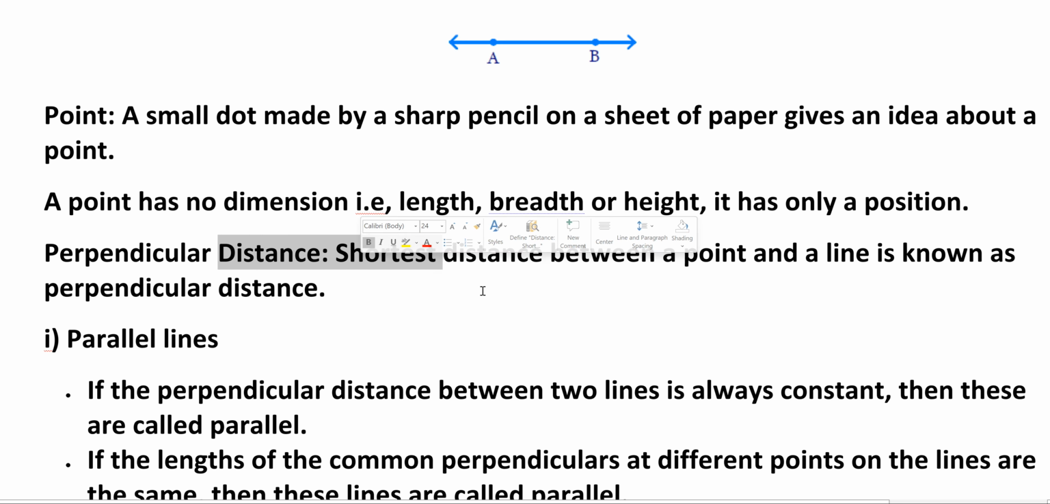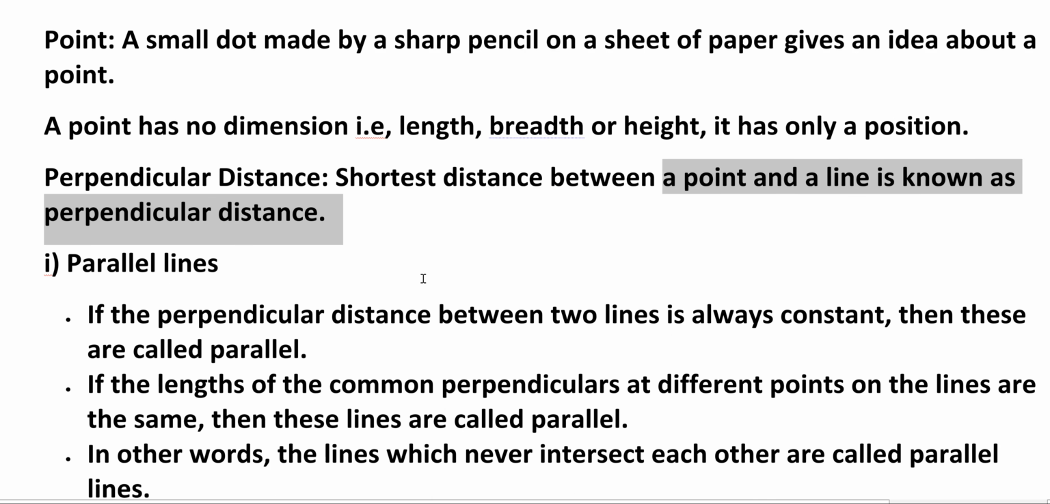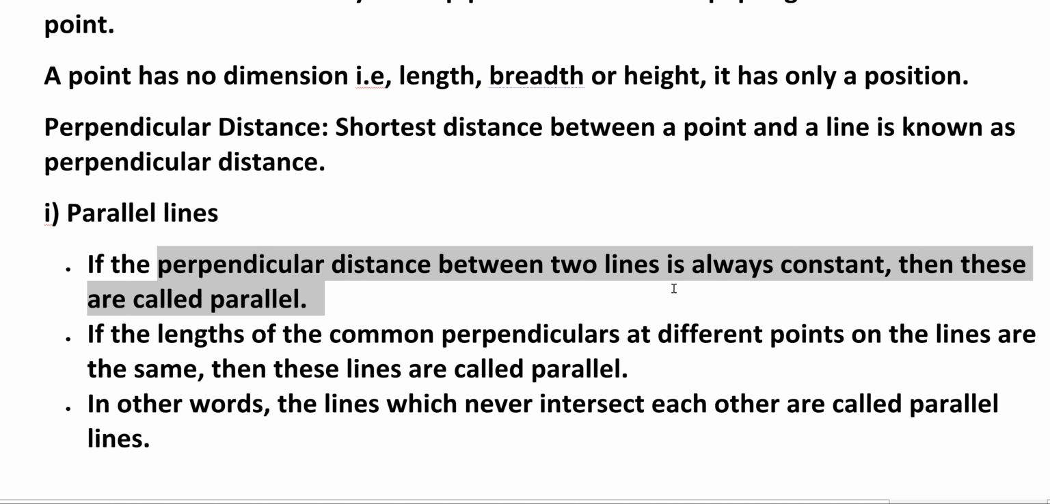Perpendicular distance: the shortest distance between a point and a line is known as perpendicular distance. First one, parallel lines. What are parallel lines? If the perpendicular distance between two lines is always constant, then these are called parallel. The distance will always be constant, like this one. Then these are called parallel.